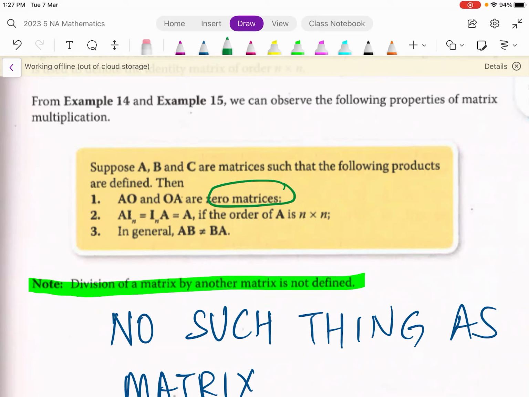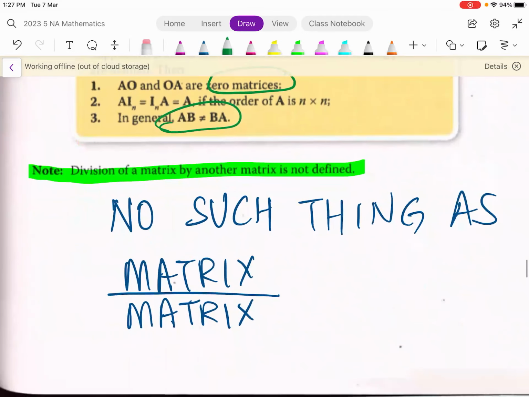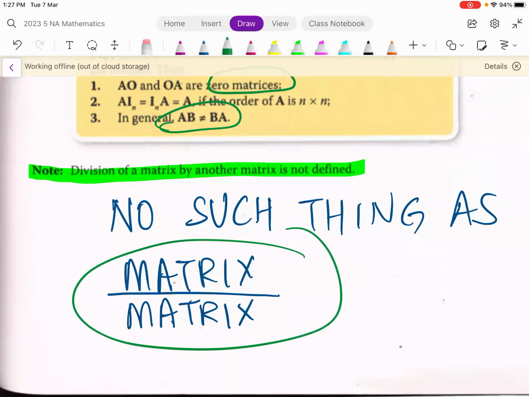Then AI is the same as IA, where I is the identity matrix, but generally these two are not the same. Okay, so there is no such thing as matrix divided by matrix. You have matrix divided by scalar, and matrix times scalar, but this no such thing. I wrote it very big because it is very tempting later on for you to try and take matrix divided by matrix. Very tempting, but you must know that it doesn't exist. There's no such thing. You must know it now.